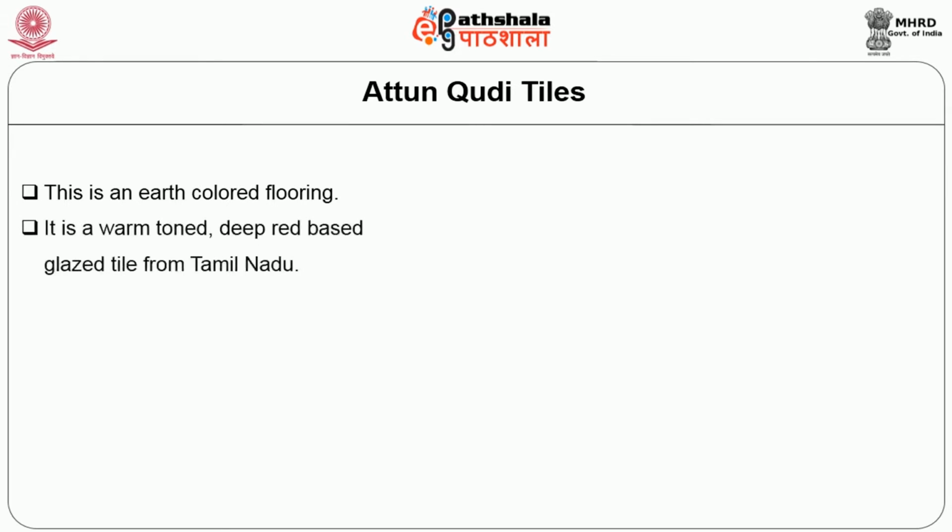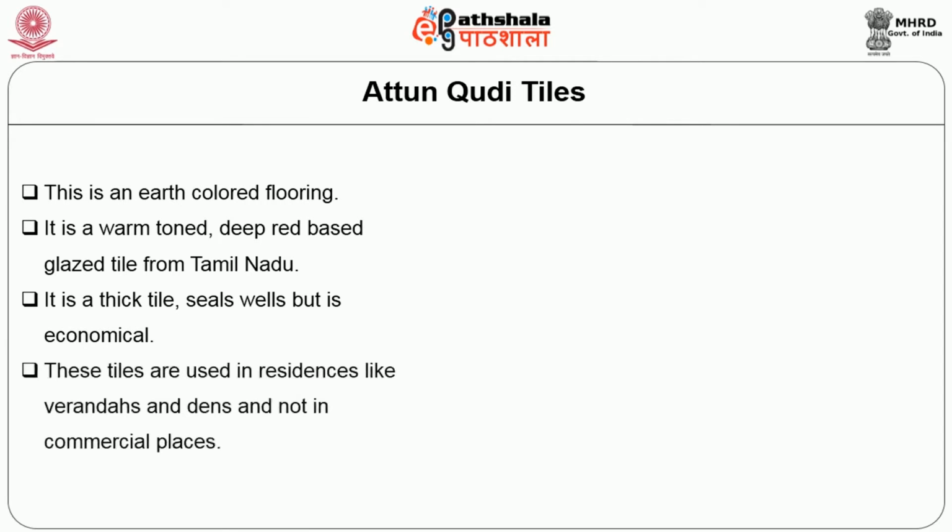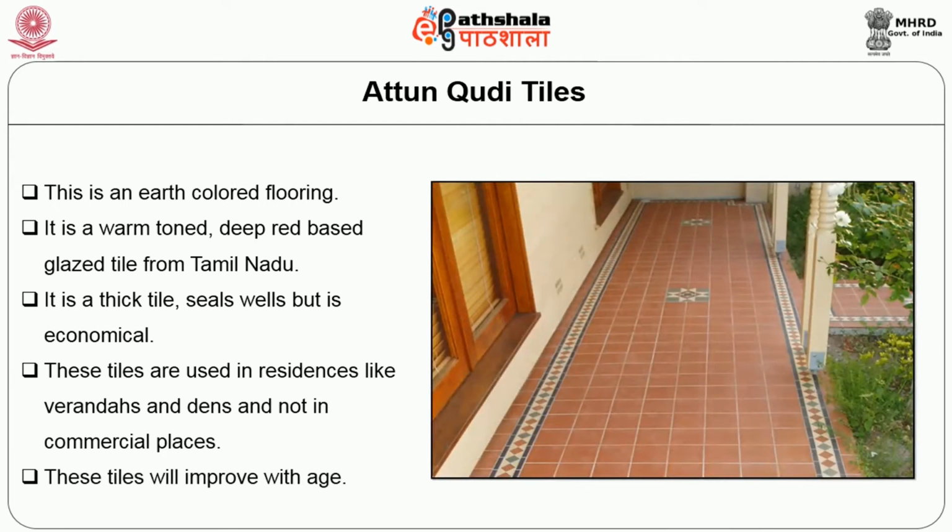The next category would be the Antique tiles, which is the earth colored flooring, and it is a warm toned, deep red glazed tile from Tamil Nadu. So it is a thicker tile, seals well, and is economical. These tiles are used in residences like verandas and dens and not in commercial places. These tiles will improve as their age goes by.